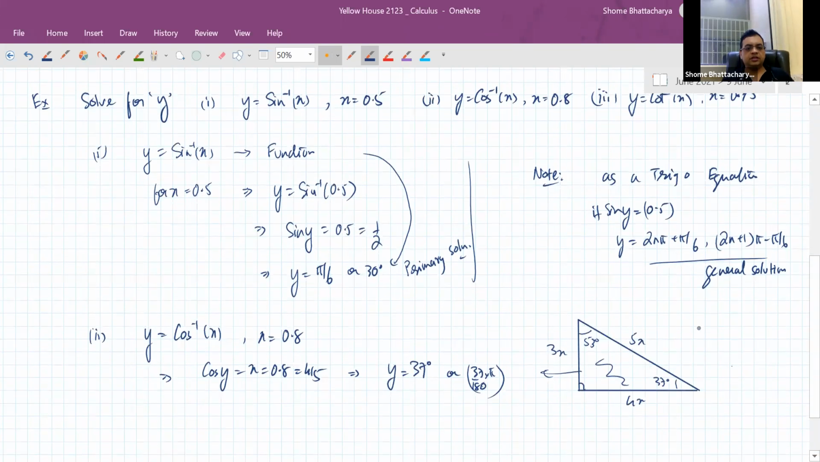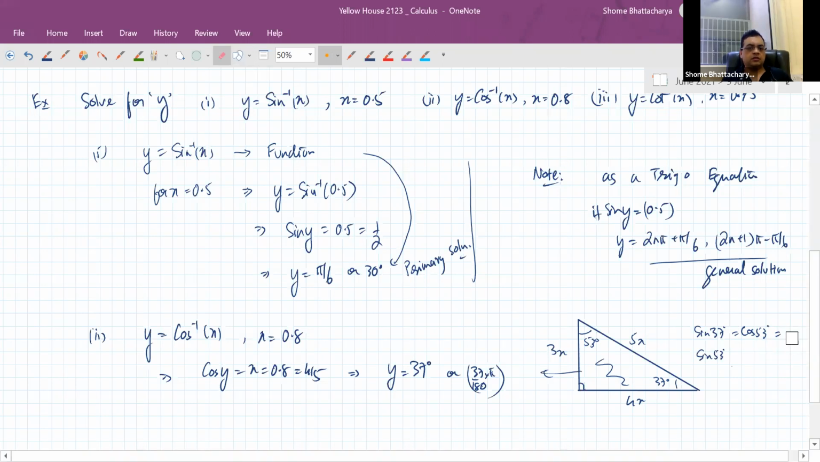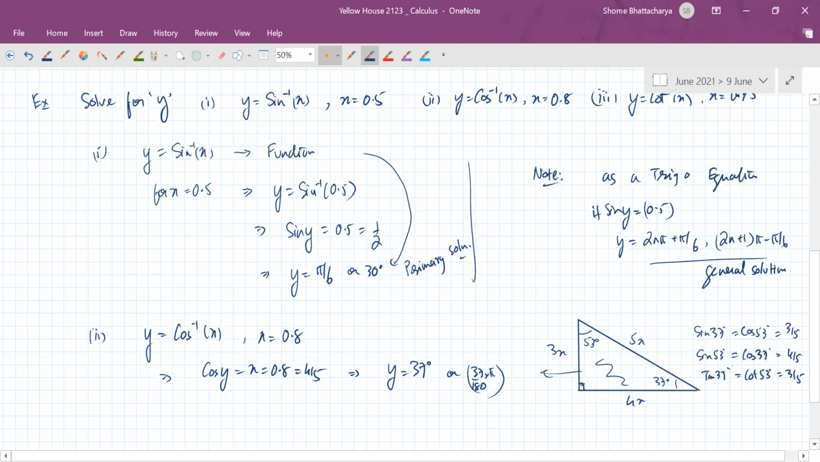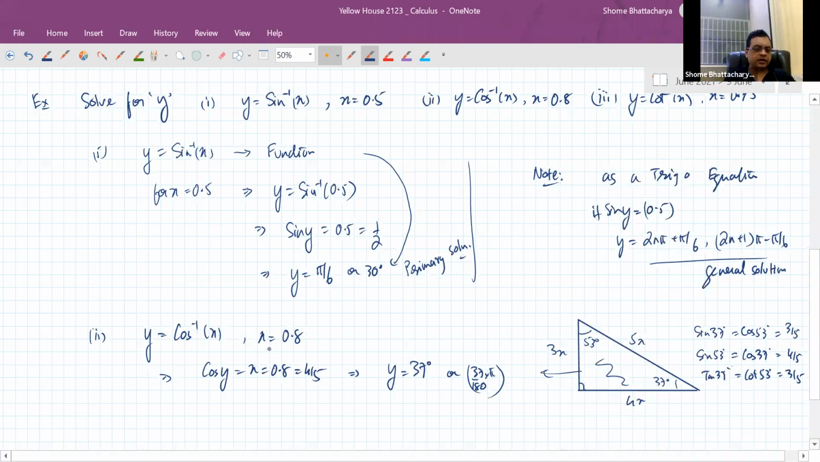From this triangle, you can easily see that sine 37 is the same thing as cos 53, the same thing as 3 by 5. Whereas sine 53 is the same thing as cos 37, the same thing as 4 by 5. Similarly, tan 37 is the same as cot 53, the same thing as 3 by 4. For various things in physics, it's important to be very familiar with the 3-4-5 right angle triangle.